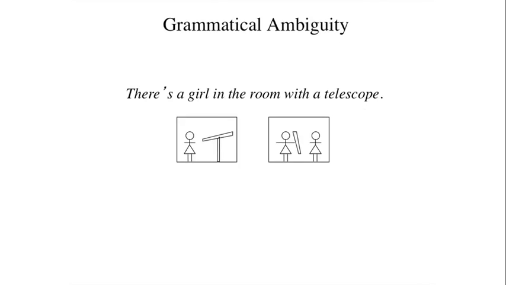As an example of ambiguity, suppose I were to write the sentence, "There's a girl in the room with a telescope." Here we see two possible meanings of this sentence. Am I saying that there is a girl in a room containing a telescope? Or am I saying there is a girl in the room and she is holding a telescope?